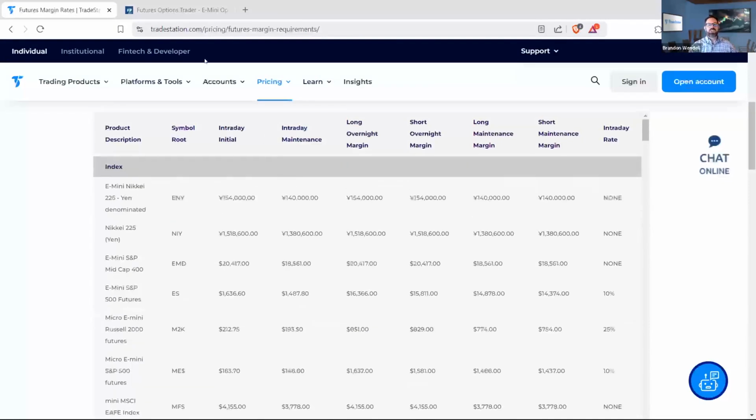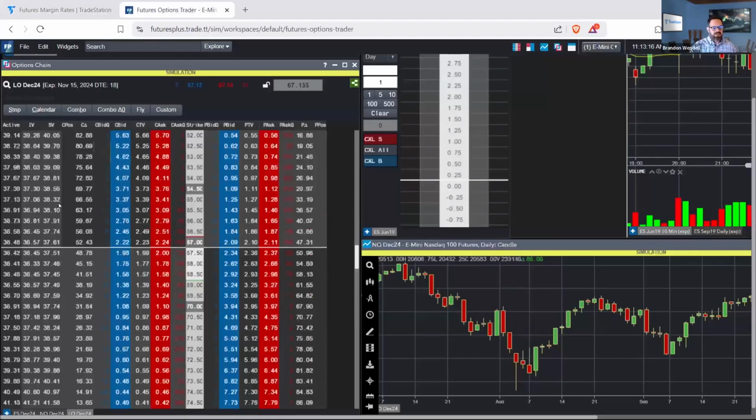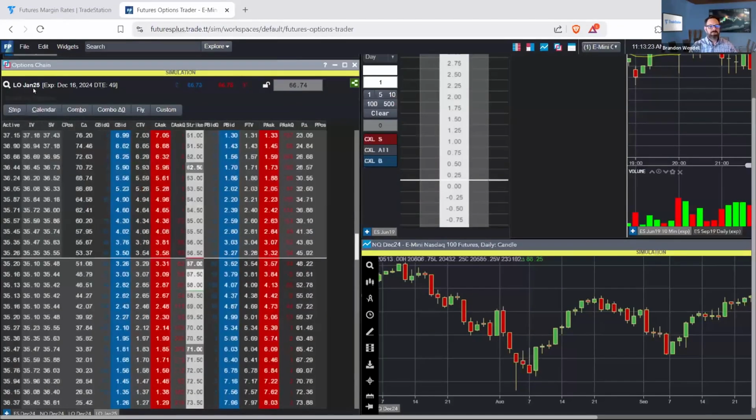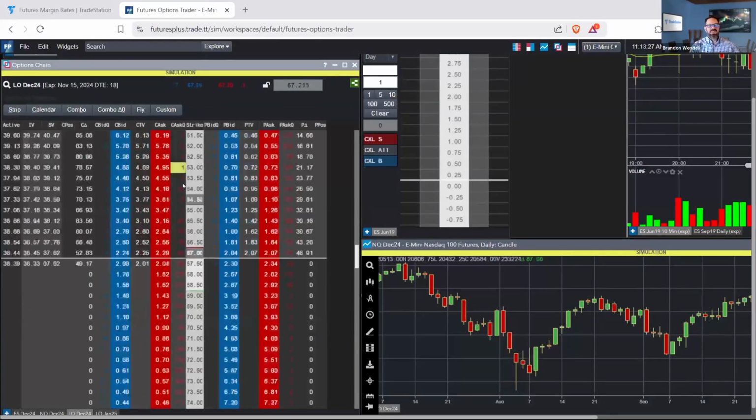But for instance, if we were trading crude oil, which I don't have showing right now, let me bring that up. It's very easy to do. This again is Futures Plus. And actually that popped up right away. Crude oil. That's why I was looking at December crude.